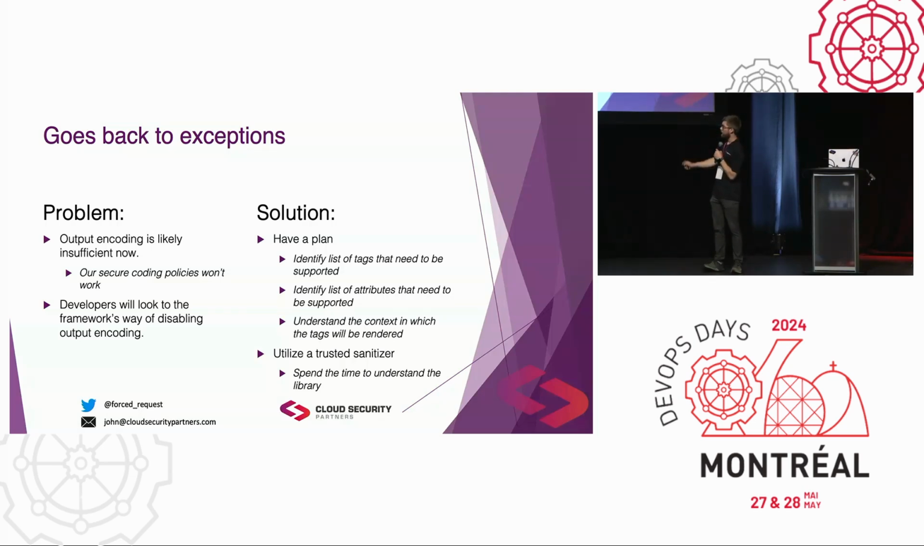So having a plan, start thinking about, if we want to support a set of HTML, what tags do we want to support? What attributes would we want to support in those? And then we would need to find a solution. And so the solution normally is, in this case, to use a trusted sanitizer. 10, 15 years ago, if I told you to fix cross-site scripting by using a sanitizer, I probably would have been laughed off the stage. But in this particular case where output encoding will not work, using a sanitizer is the next best option.